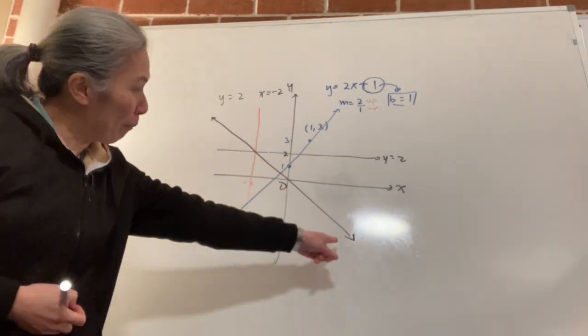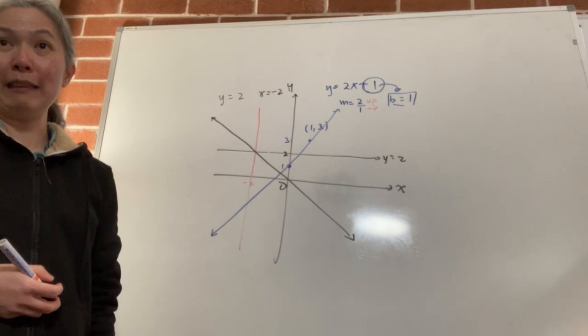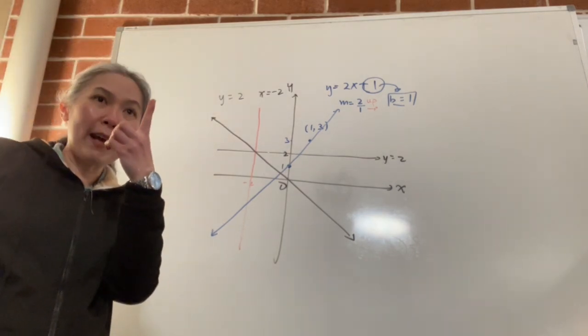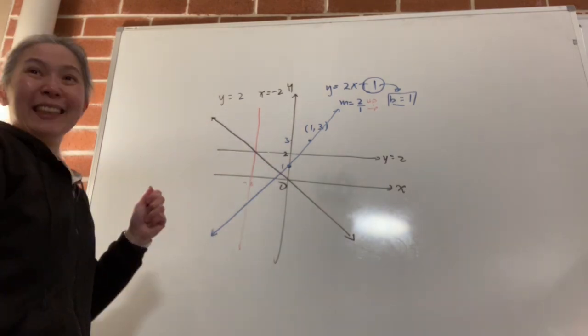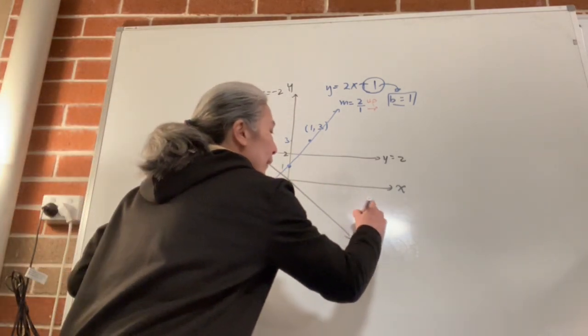What is the name of this equation? Today, that's what you are going to learn. Okay, the first thing I want to find out is where is the y-intercept? What is the y-intercept for this line? 0. So you know the b is 0.